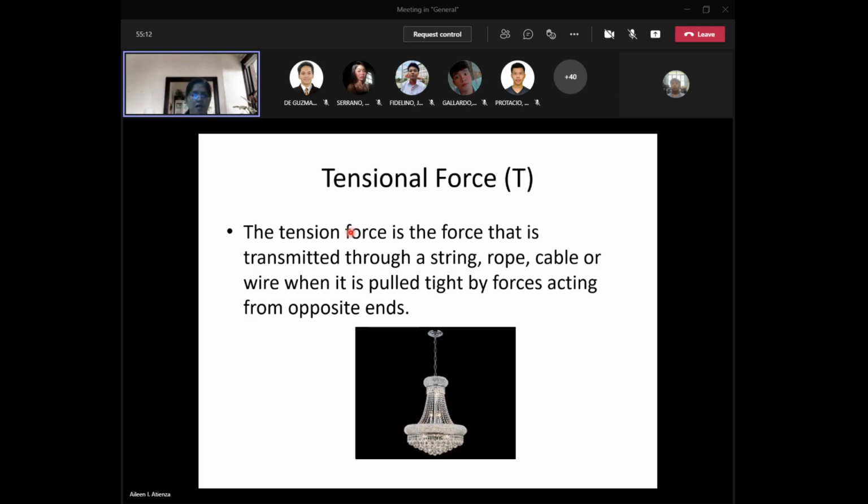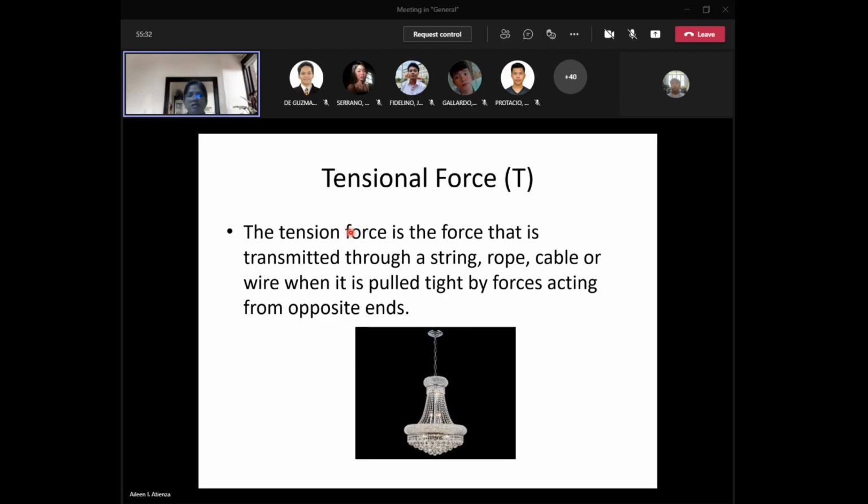Ma'am, anong force meron sa kable? Okay. So, if it is simply a rope, kunyari, meron ka lang ID lace. Okay. ID lace lang, wala yung ID mo, kunyari. There's no tension in here.